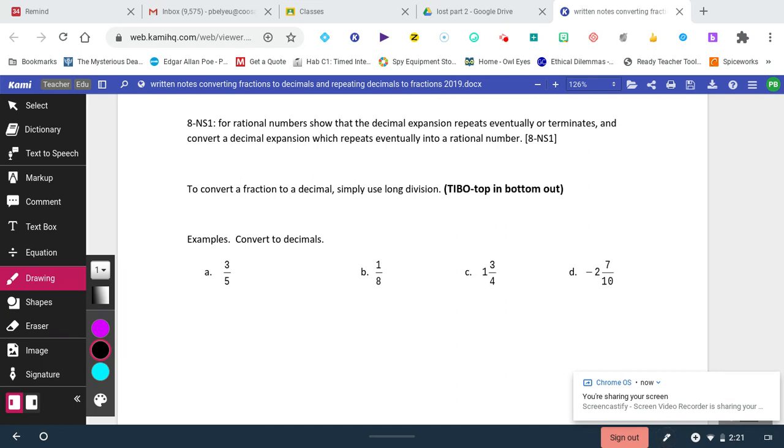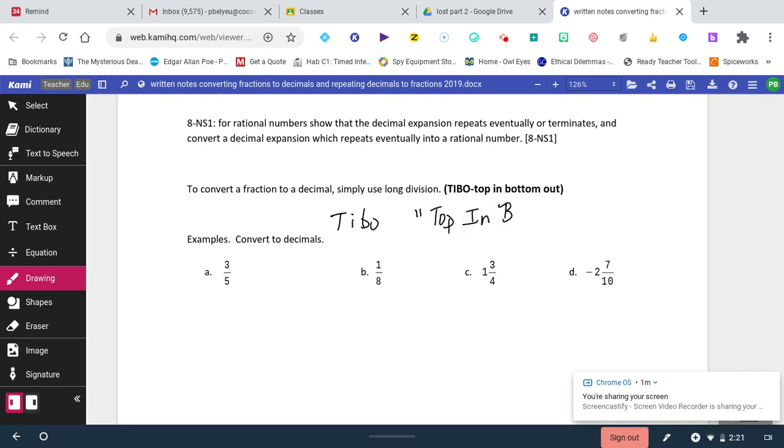All right, but we'll start off, and we're just going to convert these to decimals on these first four examples, and you're going to see that they either eventually repeat or terminate. I'm going to use long division, okay? The regular division algorithm. And everybody should be familiar with this and remember it. Okay, so to convert a fraction to a decimal, I'll use what we call TIBO. TIBO stands for top in and bottom out.